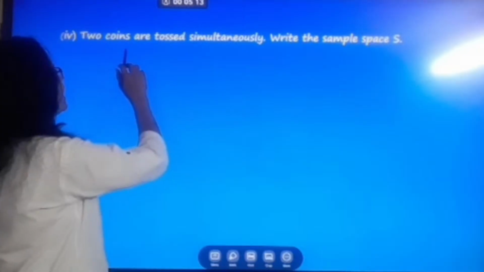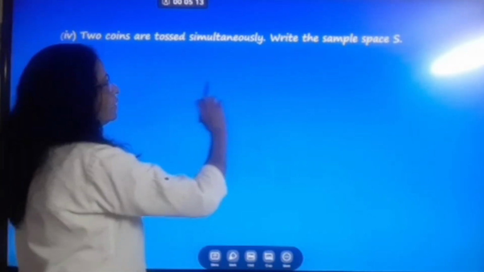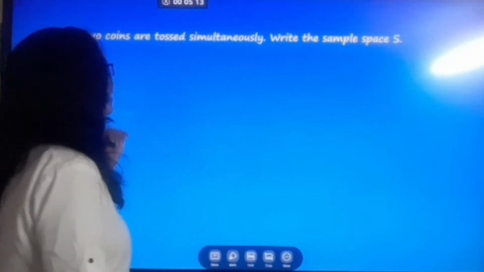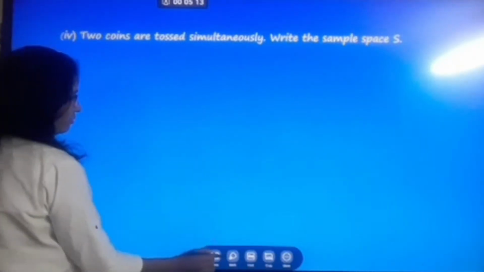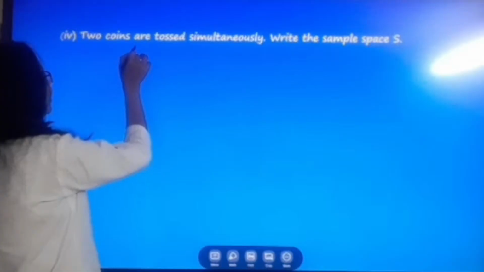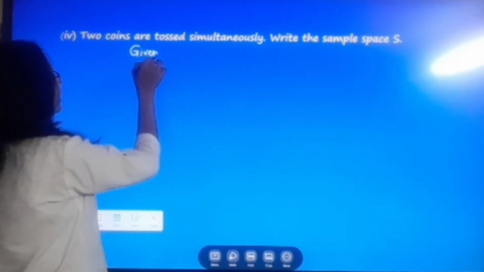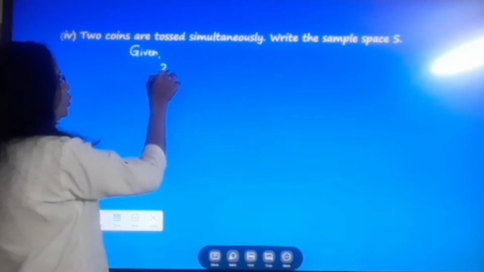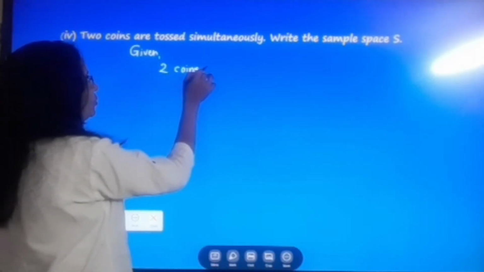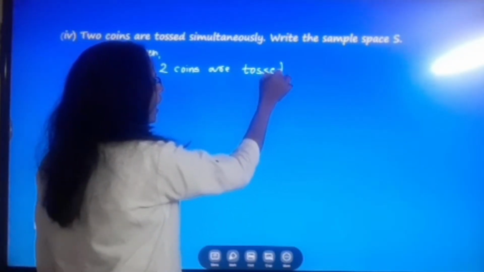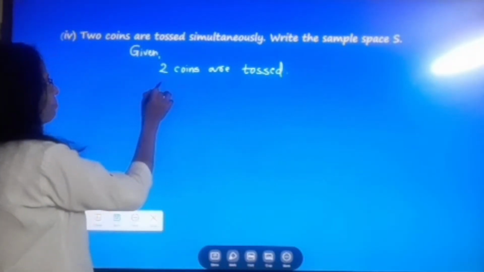Example: two coins are tossed simultaneously. Write the sample space. Okay, so now here first we write down the given. In the given I write down two coins are tossed, and we have to find out the sample space.